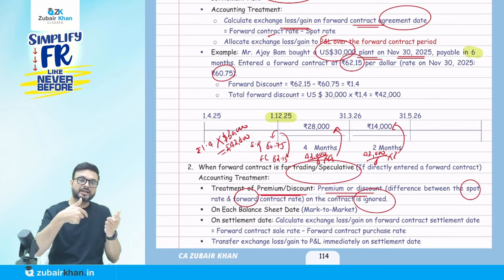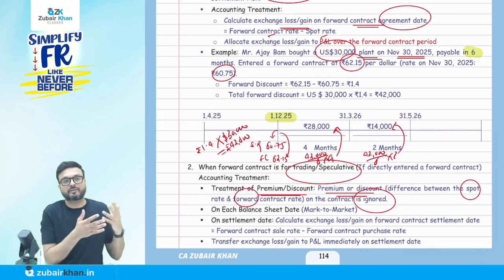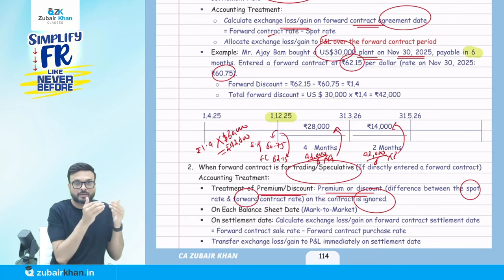What is the rate on that day? And the difference will settle that day. So there is no involvement of spot rate here. Okay, so no involvement of spot rate on 1st of February.